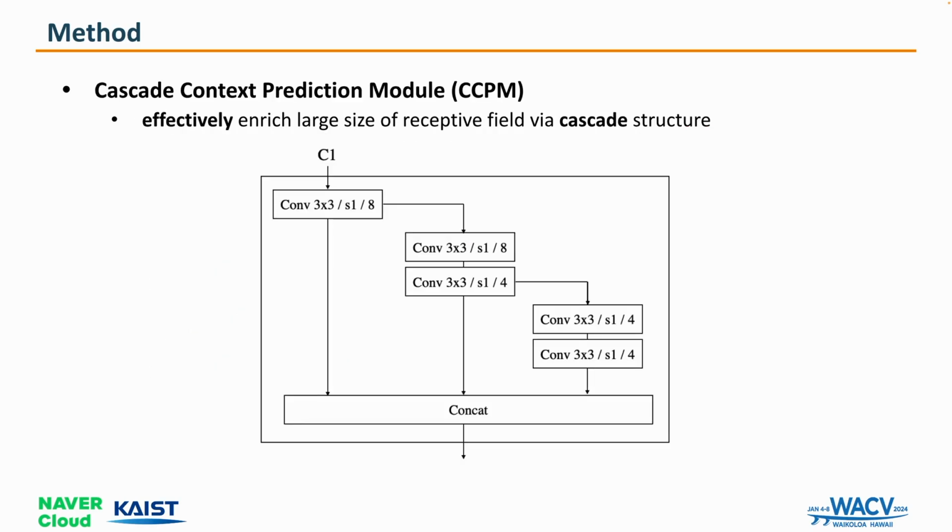To further supplement the feature information, we also propose Cascade Context Prediction Module, CCPM, with a latency-aware module design. While the Context Prediction Module was originally proposed to enlarge the receptive field, our cascade design of CCPM aims for the same objective but promotes faster latency.